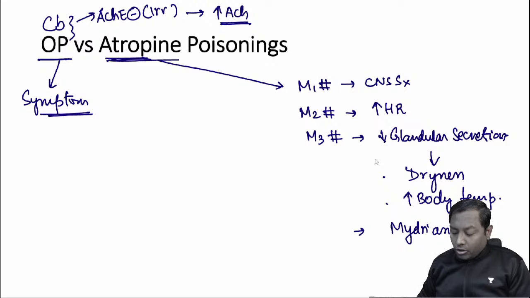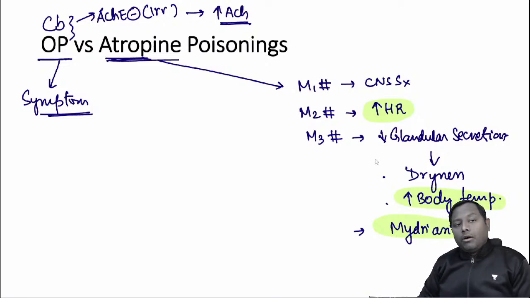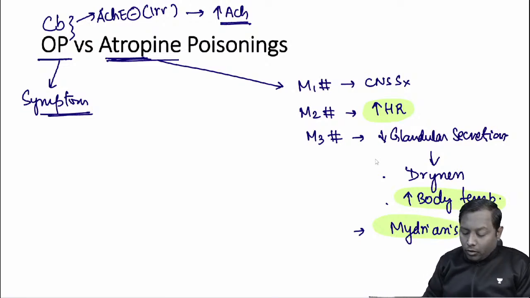What all things will be on top? Let's repeat again. Heart rate will be on top. Body temperature will be on top. Pupil size will also be on top. Atropine. On the other hand, organophosphate carbamate, there will be all cholinergic symptoms.